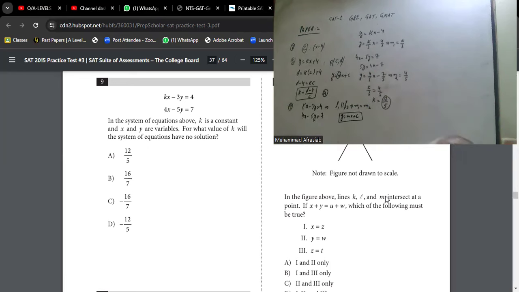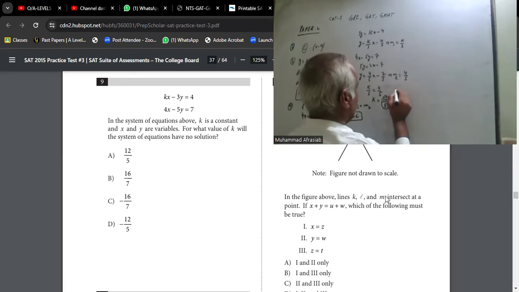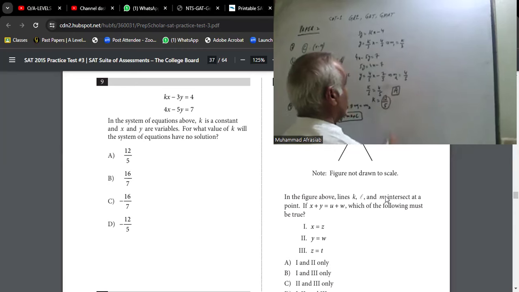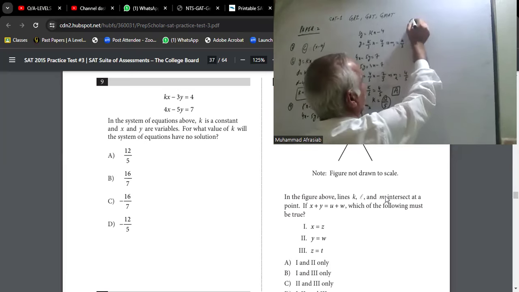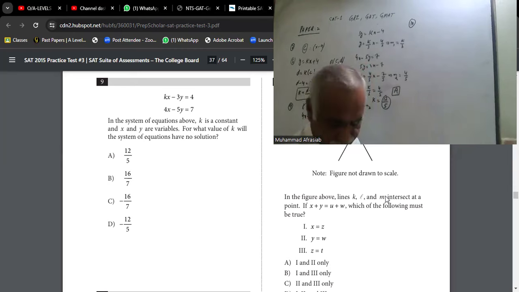And this answer is 12 over 5 is the answer of this part here. So this is the solution for this question number 9. Then we are going to solve this question number 10.